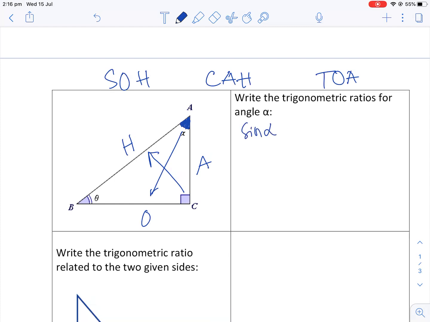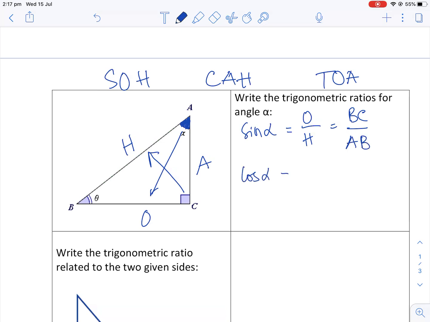So sine of alpha, because you are working with alpha, equals opposite divided by hypotenuse. And I don't have any measurement for this side, no pronumerals as well. So I'm going to use BC as the measurement for the opposite. So it's equal to BC divided by the hypotenuse, which is AB.